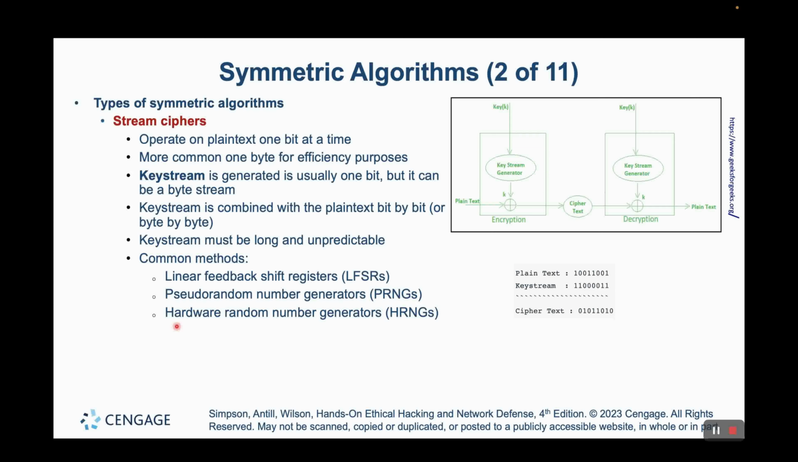Now the other one is the hardware random number generator, HRNG. These are hardware devices that generate truly random numbers. They are based on physical designs that are unpredictable, like radioactive decay or thermal noise. And it is often used in applications where security is critical.